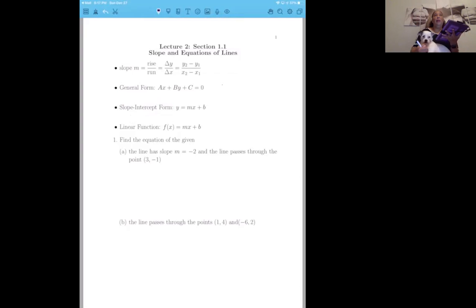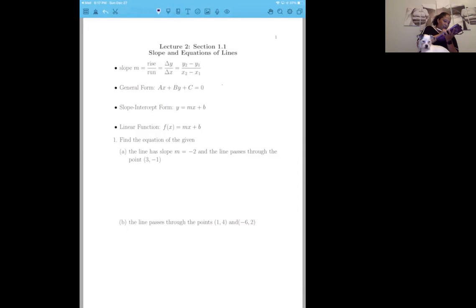So really when I'm thinking about the equation of a line, I need two things. I need the slope and I need another point, right? If I have those two things, then I can find the equation of a line. So let's take a look at number 1A. It says the line has slope m equals -2 and passes through the point (3, -1).